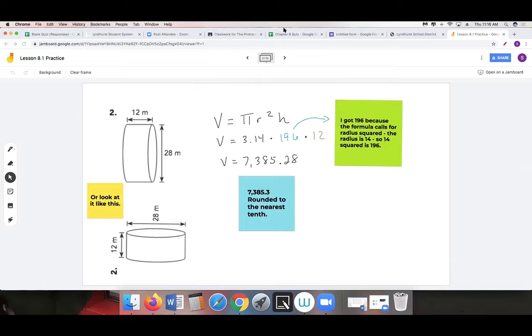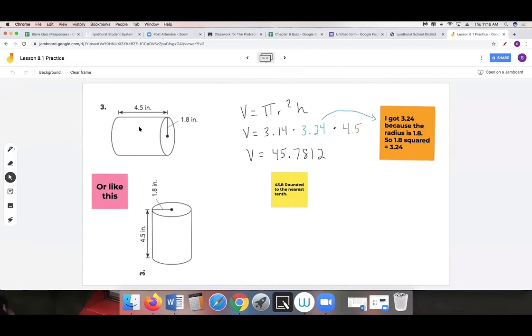Let's move this out of the way. Next one, number three. Same thing. Sometimes it's just easier to look at it like this, but there you go. So I have pi r squared times the height. I filled in everything I know. I got the 3.24 because 1.8 times 1.8 is 3.24. Multiply it all out, and there's my answer. So 1 to 3, guys, are pretty straightforward questions.